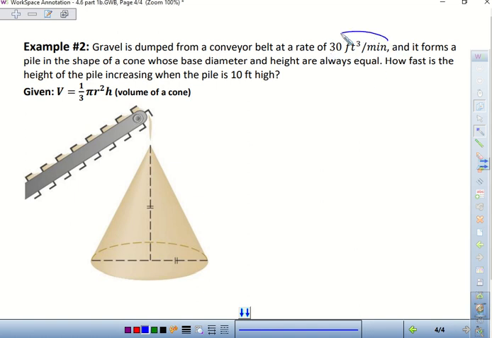So right off the bat, I know this is a what? Is it a rate or a value? It's a rate. It's a rate of which what changes? It's cubed, so it's going to be volume. It's the rate at which the volume changes. And it forms a pile in the shape of a cone.